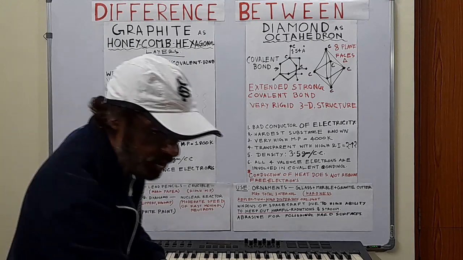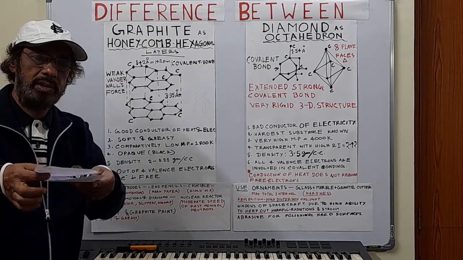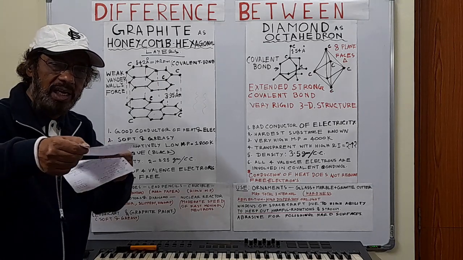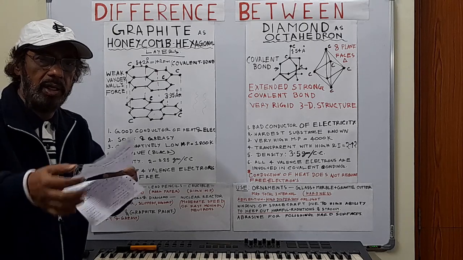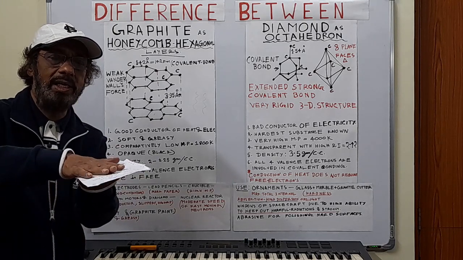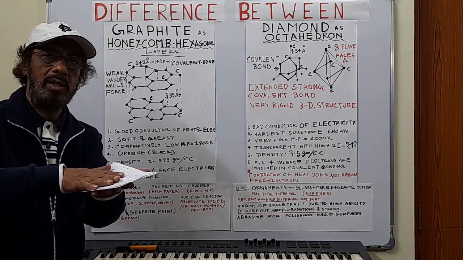I want to explain this by using two papers. Suppose these are the two layers. Suppose I want to tear it. You see that I am not able to tear it because a great force is required. But if I want to slide it, you see that a very weak force can move them over each other.